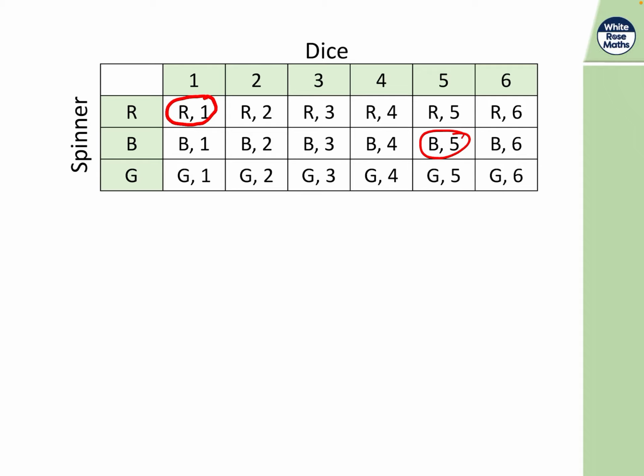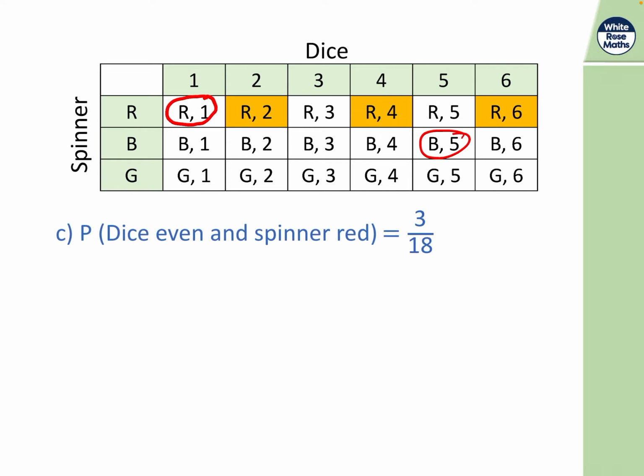So there's 3 things on the spinner, 6 things on the dice. 3 times 6 is 18. So there are 18 different combinations that you can get when you spin the spinner and roll the dice at the same time. For the probability that you get an even number and a red on the spinner, you could get R2, R4 and R6, because they're all red and they're all even numbers on the dice. So that's 3 successful outcomes out of 18 outcomes altogether. So 3 out of 18, which is 1 over 6.